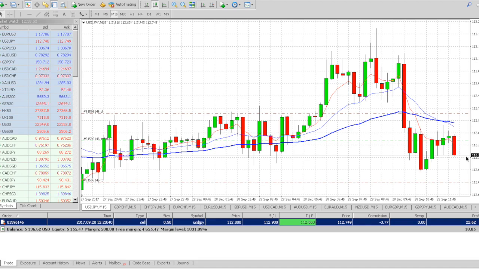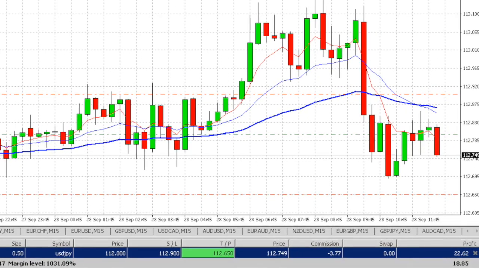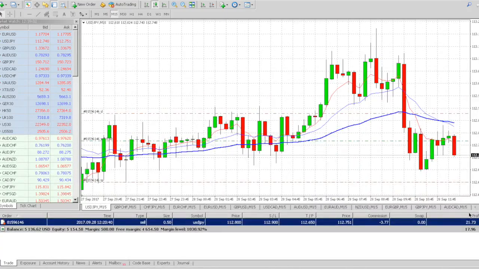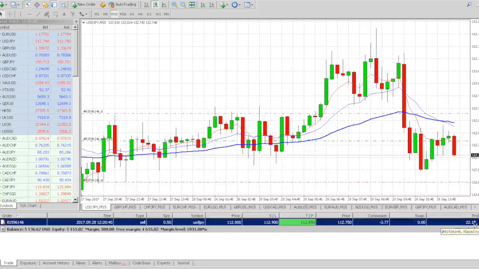As you can see currently, the price has gone down to 112.74, which is going toward our target price. It is below the entry price. You can see a nice profit of $21. If it hits over here, we maximize our profit at 1.5 R. So that's how we do it.